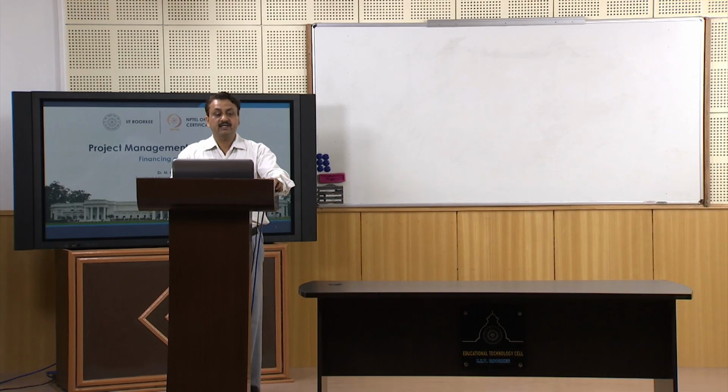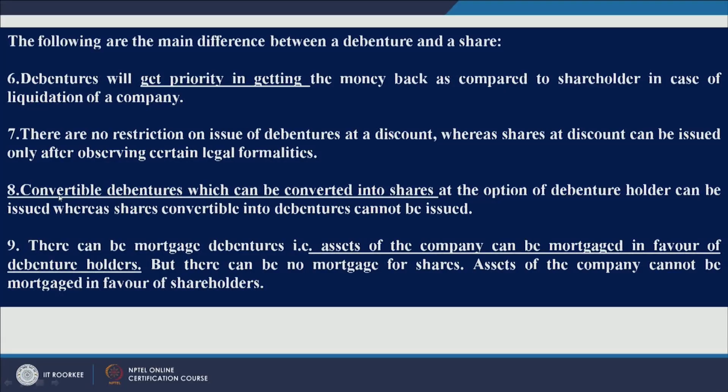Debentures will get priority in getting money back compared to shareholders. Convertible debentures, which can be converted into shares at the option of the debenture holder, can be issued, whereas shares convertible into debentures cannot be issued. Of course, shares cannot be converted into debentures. And we have already seen that a company can mortgage its assets against debentures.